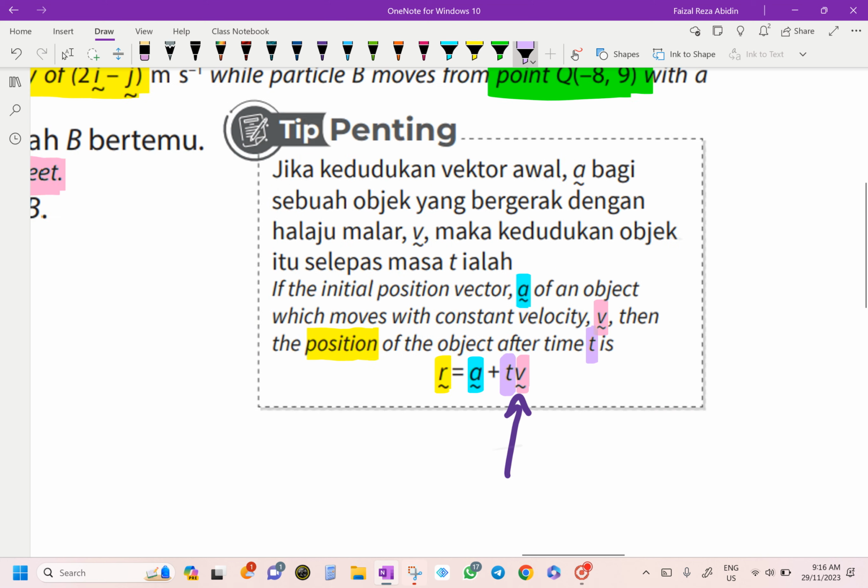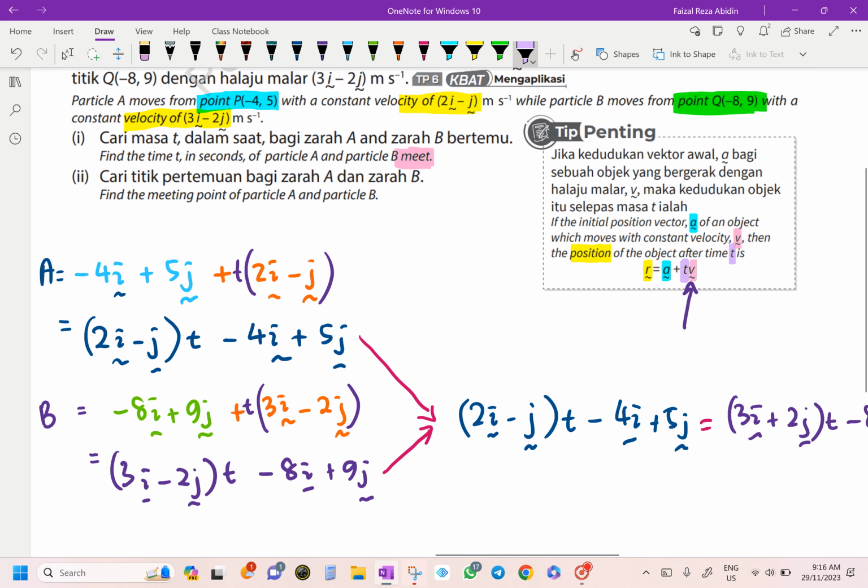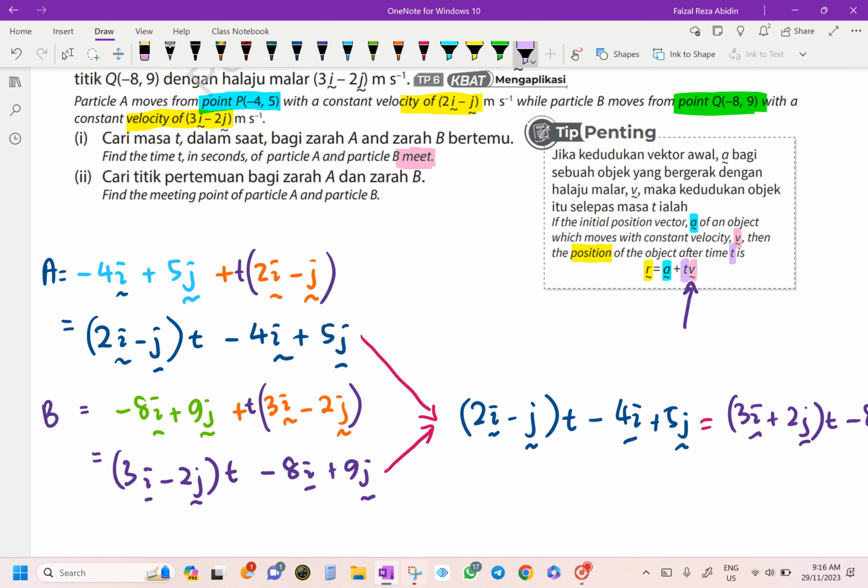So if you have our A just now, where is point P? Point P here is going to be the initial position vector a. That's why I put over here negative 4i plus 5j. Where did we get it? This is point P. Plus t. v here is going to be our constant velocity, right? So you are going to get 2i minus j.